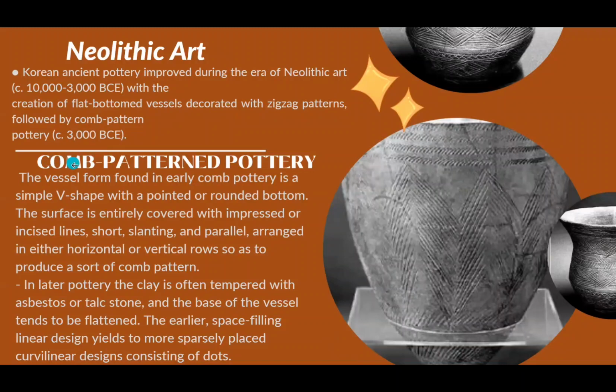And did you know that comb pattern pottery, the vessel form found in early comb pottery, is a simple V shape with a pointed or rounded bottom? The surface is entirely covered with impressed or incised lines, slanting and parallel, arranged in either horizontal or vertical rows so as to produce a sort of comb-like pattern.